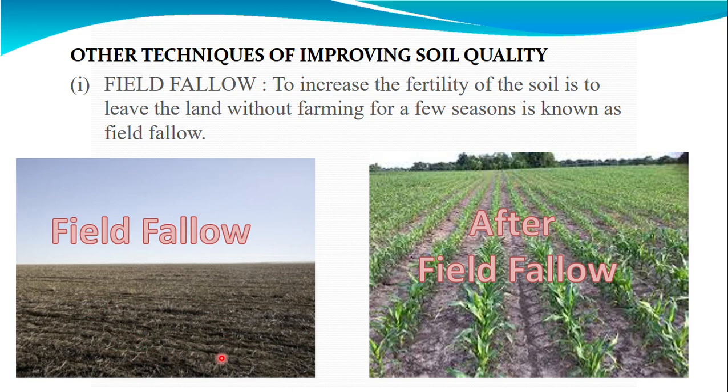In this picture, the first picture, you can see the land is left without farming for a few seasons, and after the field fallow is complete you can see the crop you get is of a better quality.